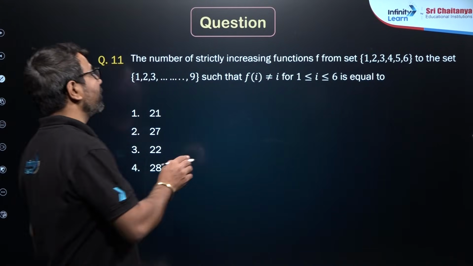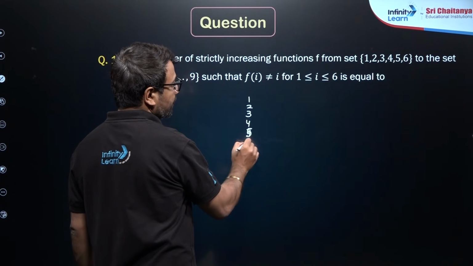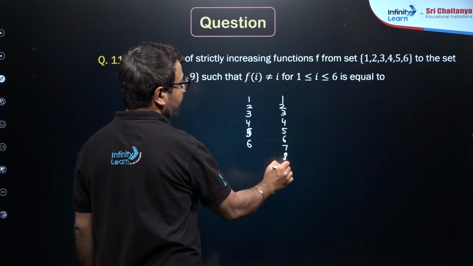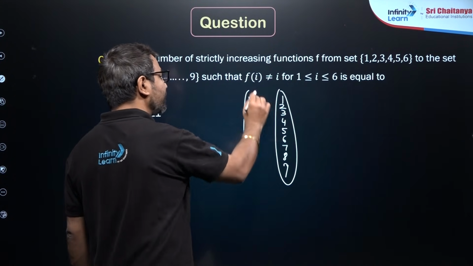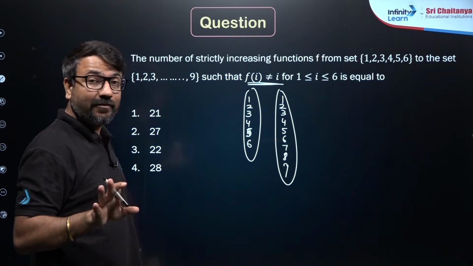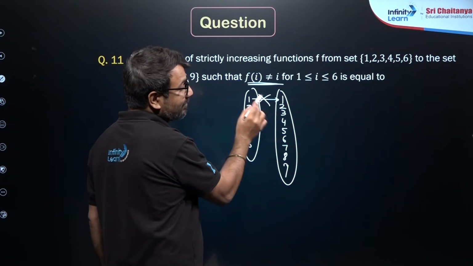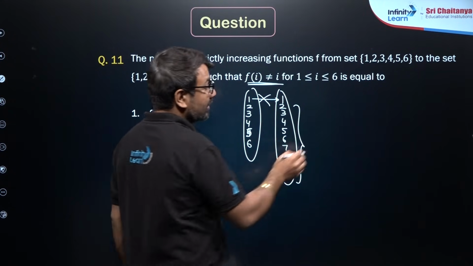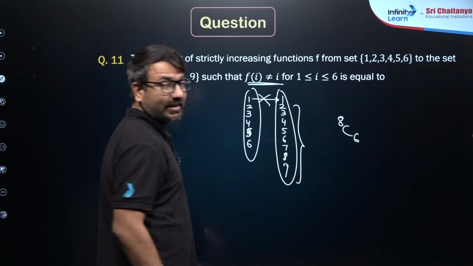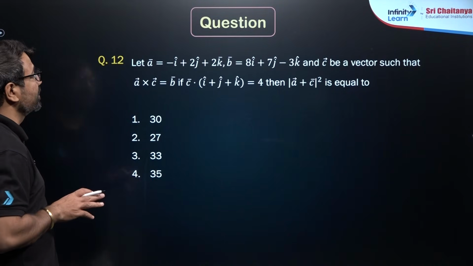Number of strictly increasing functions from 1, 2, 3, 4, 5, 6 to 1, 2, 3, 4, 5, 6, 7, 8, 9. And you have to frame the functions such that you make sure that it is increasing. F of i should not be equal to i, so this particular thing is not allowed. One can be mapped with these 8 elements. So out of the 8, you select 6. 8C6 will give you the number of increasing functions, that is 28. So the fourth option will be the final answer.